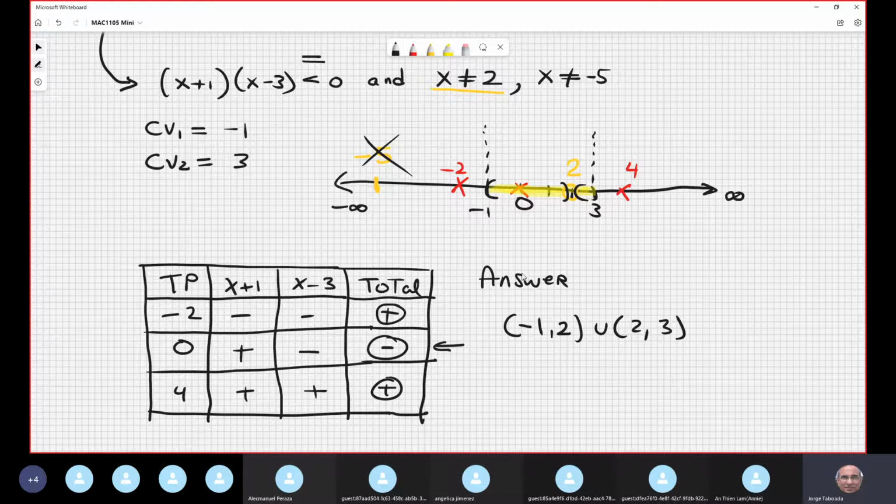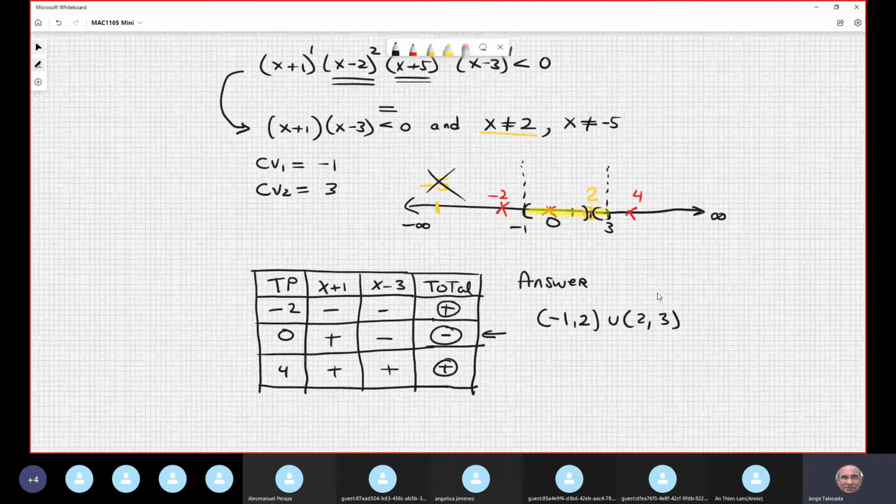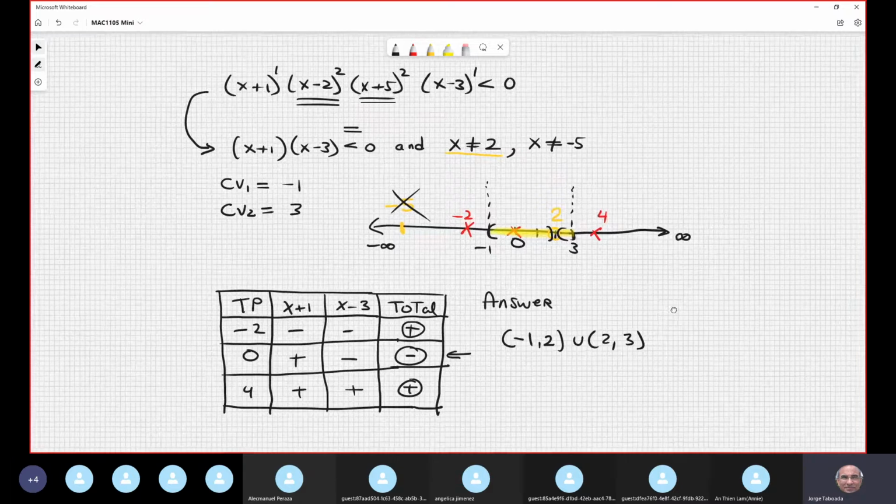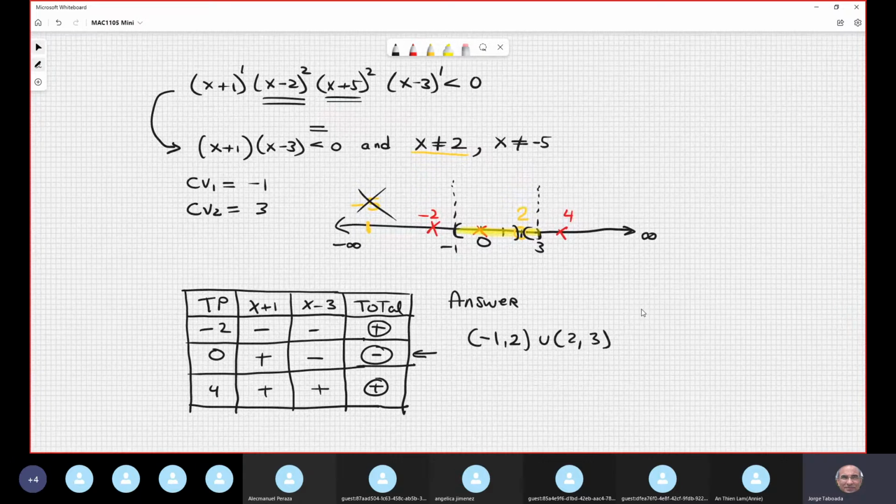This example is very illustrative of the different options that we can find in the solution of a polynomial inequality when you have a special case, and you realize it's special because the exponent is even. When the exponent is even, depending on the sign, you delete or partially delete. In this case it was a partial delete.